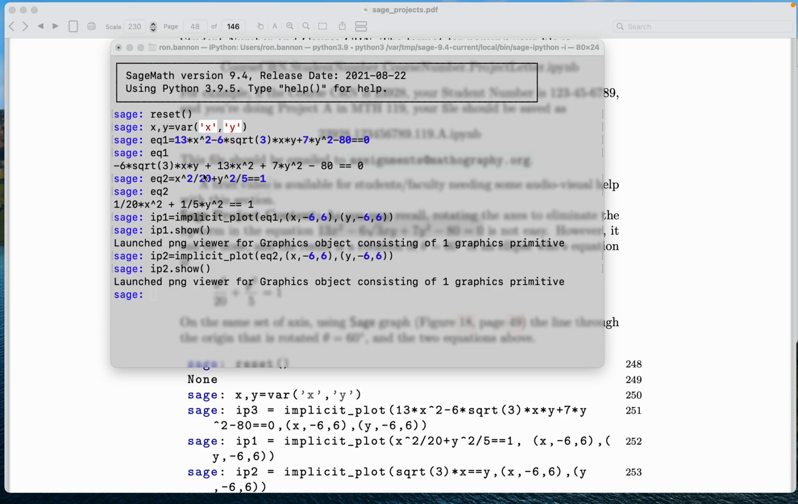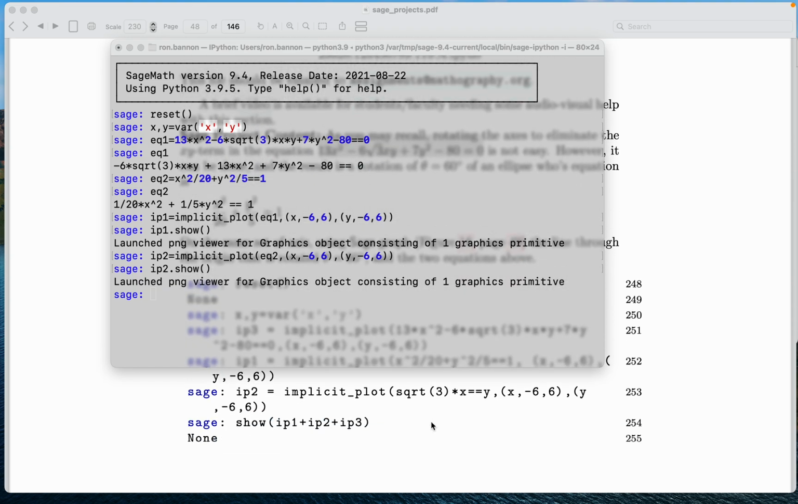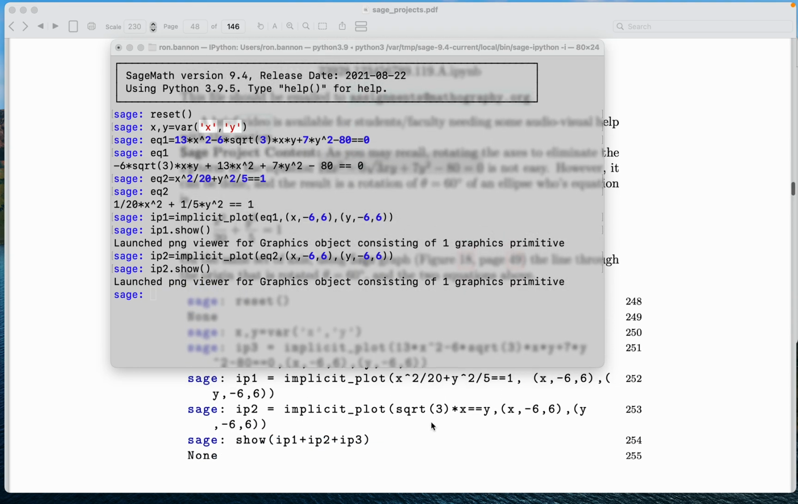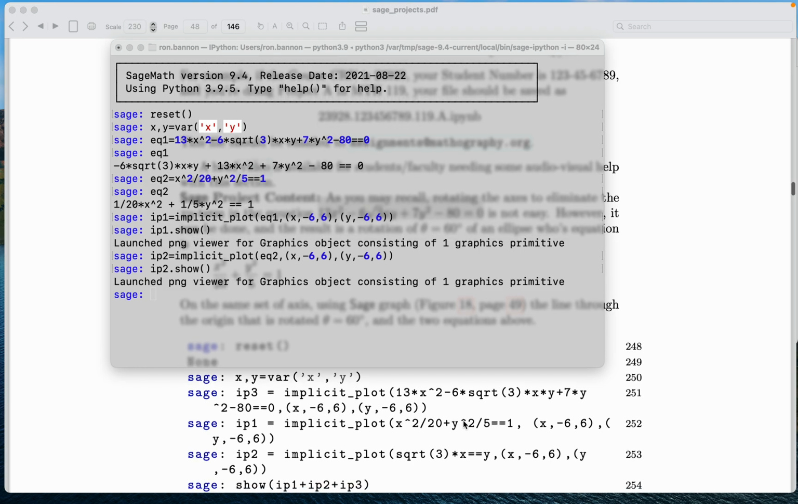Now what I want to do is I want to take both of those graphs and plot them together. Oh, you know what? They have a third graph over here. What do they have over here? Let me see what they have down here. I got to look at that. IP1, IP3, implicit plot. IP1, implicit plot. We got that one down. And IP2.